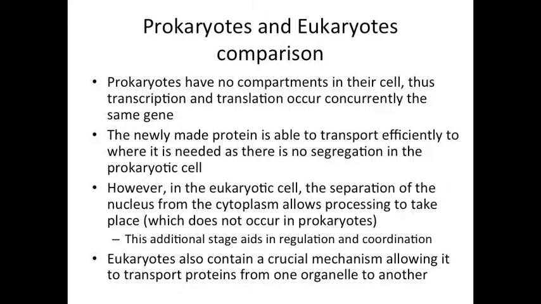Prokaryotes have no compartments in their cell, thus transcription and translation occur concurrently in the same gene. The newly made protein is able to be transported efficiently to where it is needed as long as there's no segregation in the prokaryotic cell. However, in the eukaryotic cell, the separation of the nucleus from the cytoplasm allows processing to take place, which does not occur in prokaryotes. And this additional stage aids in the regulation and coordination.